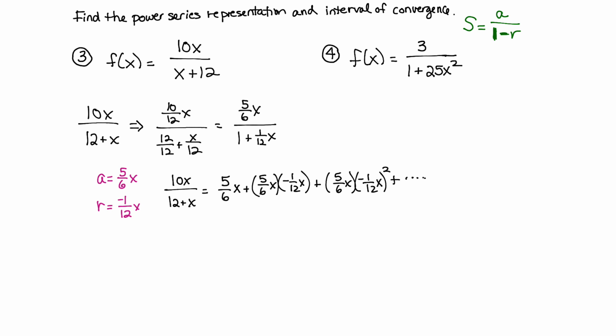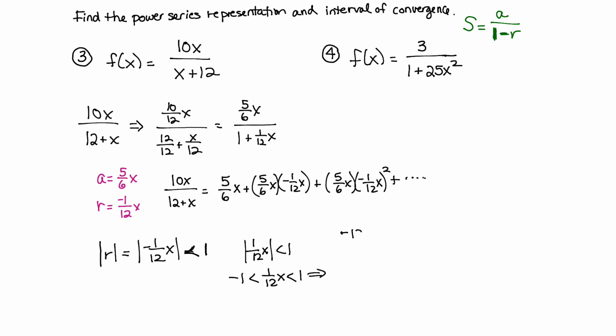And what did you guys get as your radius of convergence for that one? Yep. So the series converges when the absolute value of r is less than 1. So you said the absolute value of 1/12 x is less than 1. Negative 1 is less than 1/12 x is less than 1. And you guys got negative 12 is less than x is less than 12. So the interval of convergence is negative 12 to 12, and the radius is just 12.